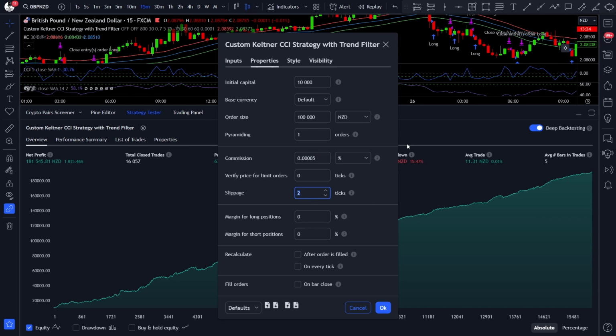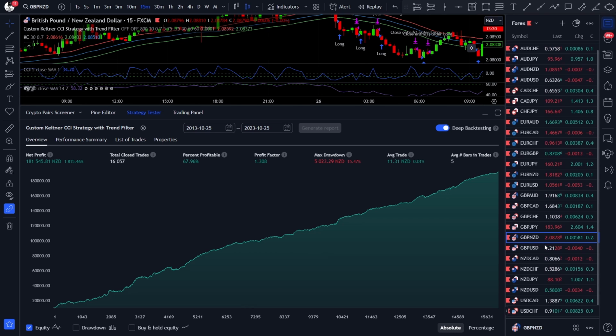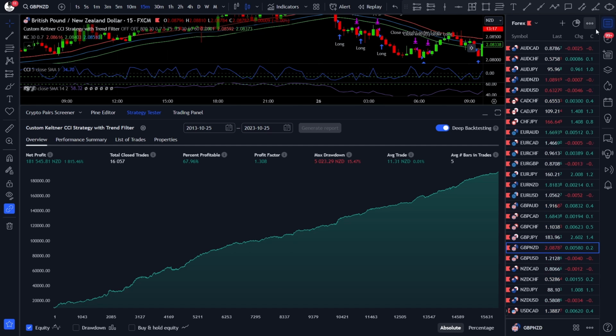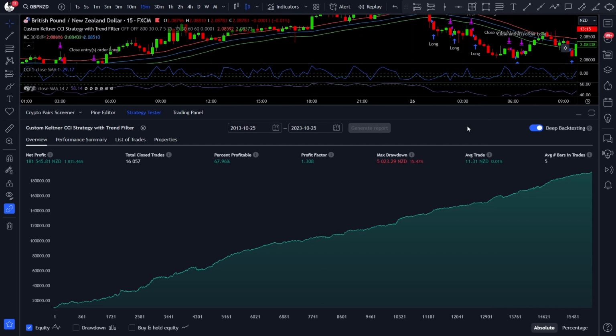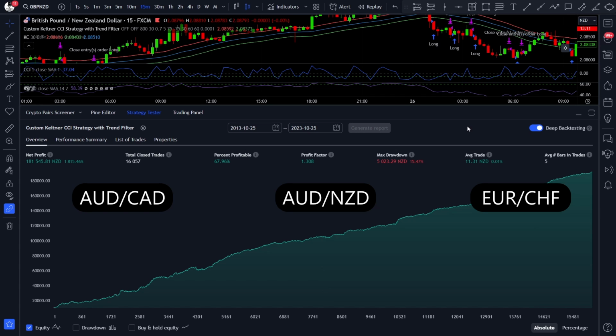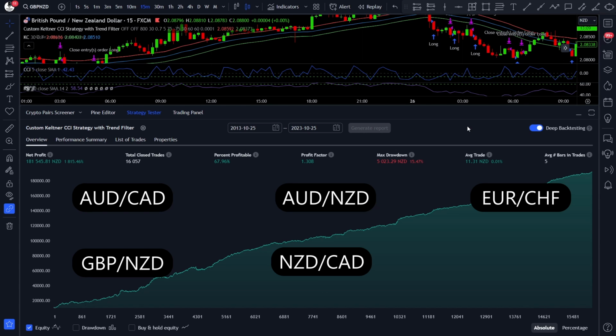As I was looking through all the 40 plus forex pairs that I have tested, I found that this strategy performs best on 6 different pairs. These pairs are AUD-CAD, AUD-NZD, Euro-Swiss franc, GBP-NZD, NZD-CAD, and NZD-Swiss franc. So these will be the pairs I will show results for.